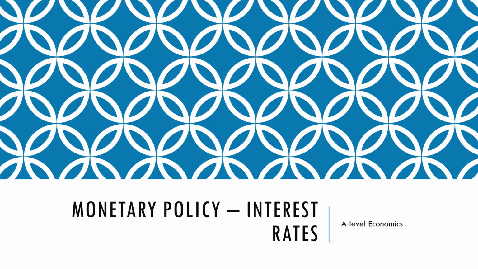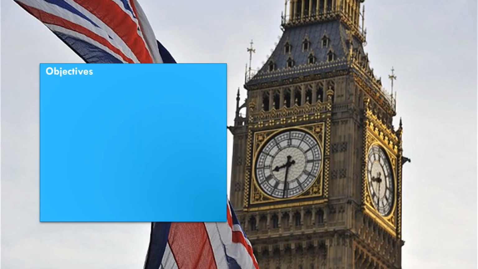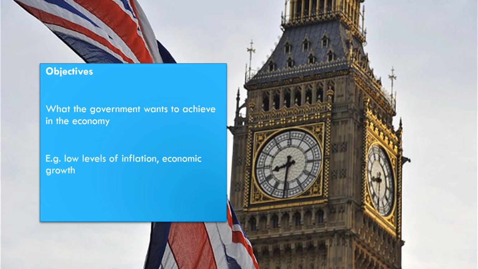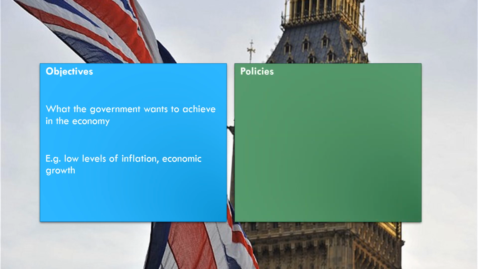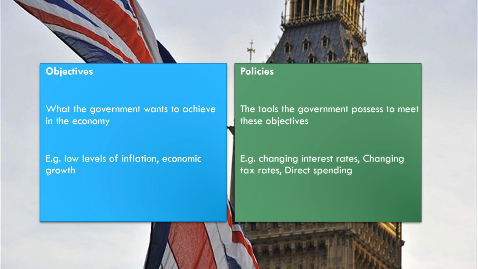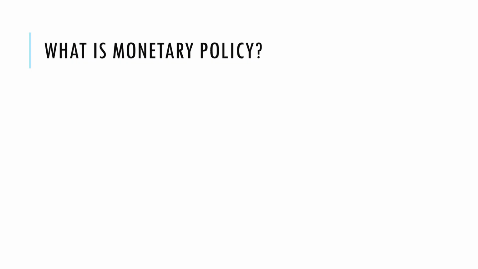Hello and welcome to this video on monetary policy, in particular the use of interest rates. So previously we were looking at macroeconomic objectives, what the government wants to achieve within the economy, for example, low levels of inflation, which is the primary target in the UK. Now we're going to turn our attention towards policies. What are the things that the government can control in order to try and meet these objectives? And today we're going to focus in particular on monetary policy and interest rates.